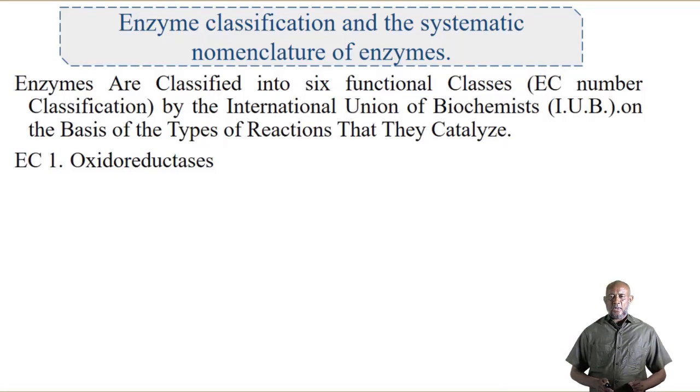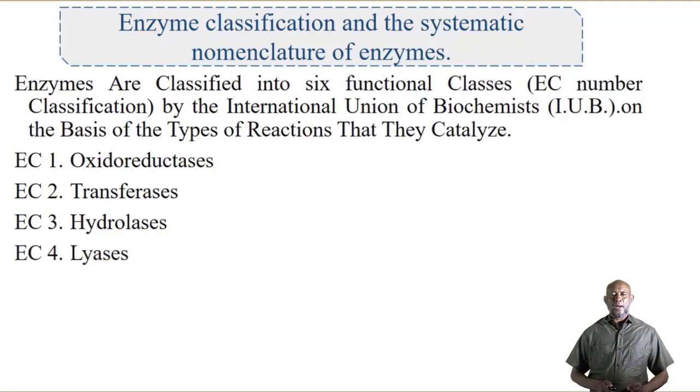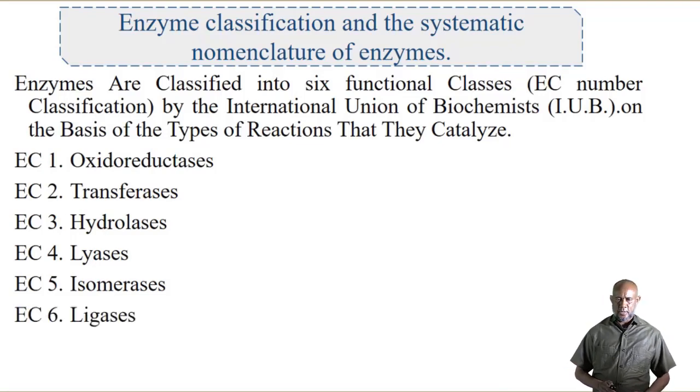EC 1 is known as oxidoreductase. The second class is known as transferase. The third class is known as hydrolase. The fourth class is lyase. The fifth class is known as isomerase. And finally, the sixth class is ligase. Therefore, according to the International Union of Biochemists nomenclature and classification system, enzymes are classified into six functional classes: oxidoreductase, transferase, hydrolase, lyase, isomerase, and ligase.